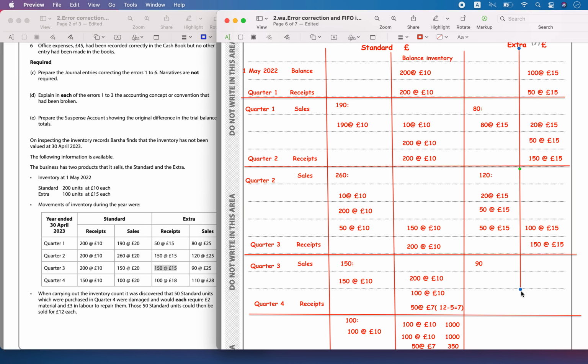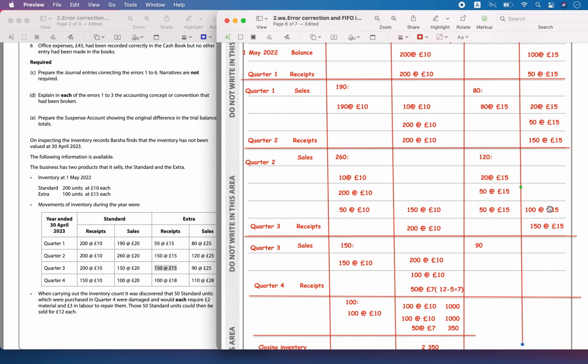So I'll issue it from the 100 at 15 pounds in that inventory list. Since it is 90, only 90 is issued. So the remaining, 100 minus 90, 10 will be left in that inventory list. So that is equal to 10 at 15 pounds. Then you have 150 at 15 pounds. So let's write these two.